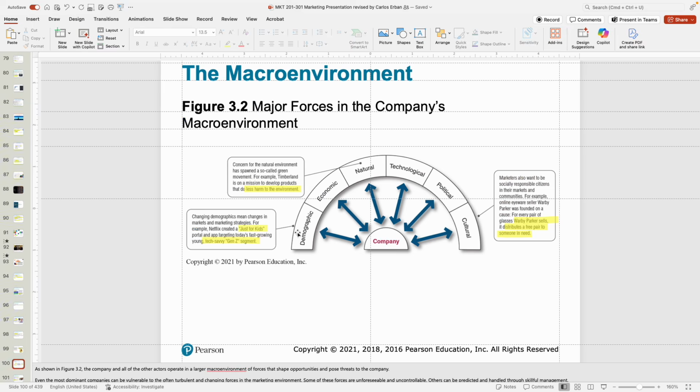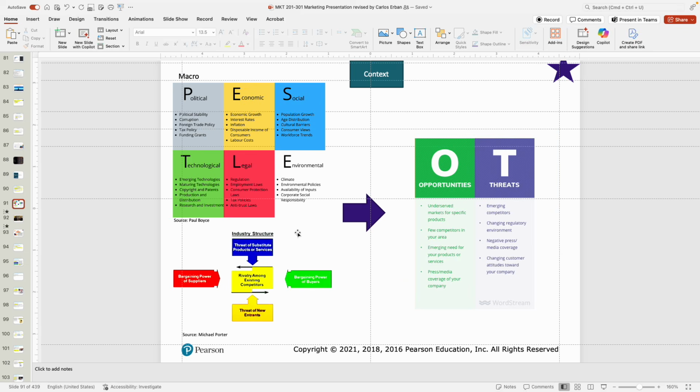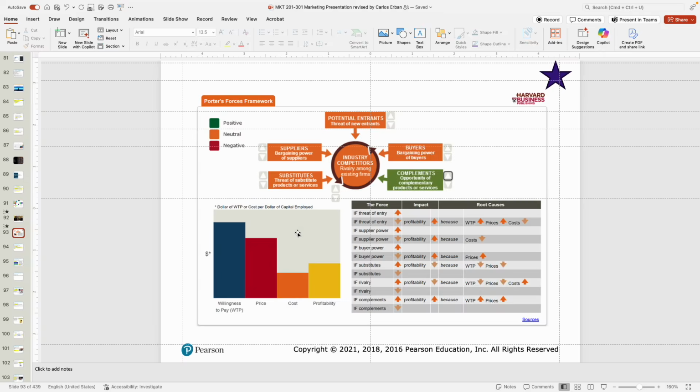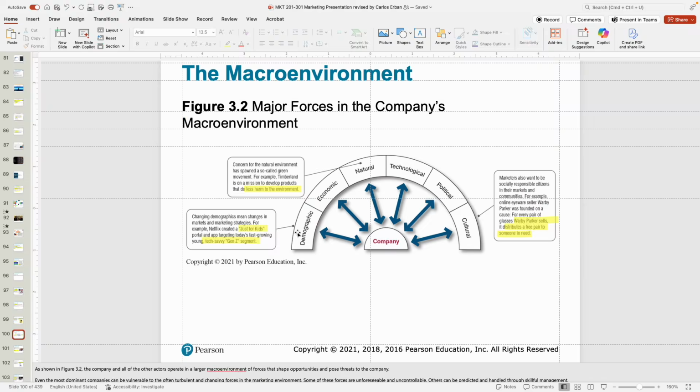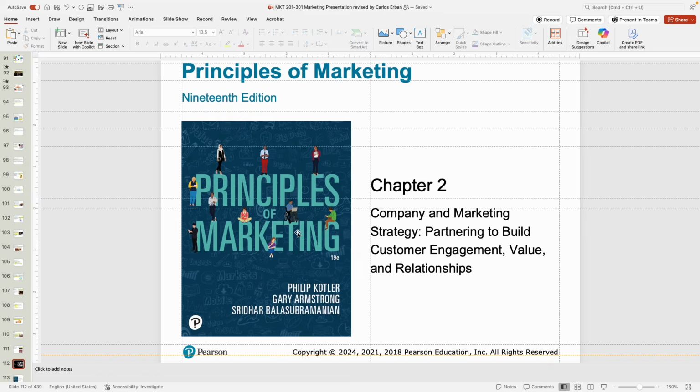So, okay, we talked about PESTLE. So all these things are external factors. And when we think of a SWOT analysis, external factors are those things that create either opportunities or threats. Opportunities or threats come from external factors. Strengths and weaknesses are from your own internal factors. So these are external factors. Okay, so this is context.